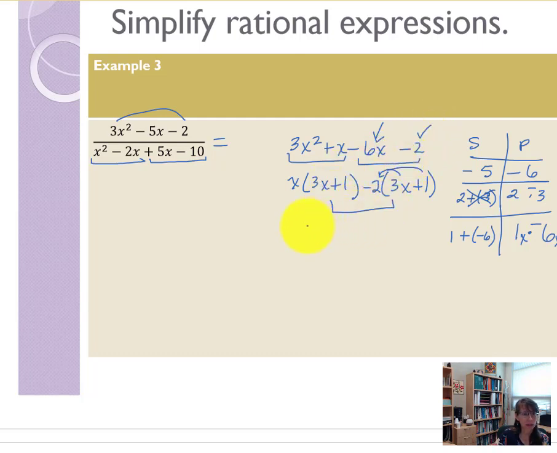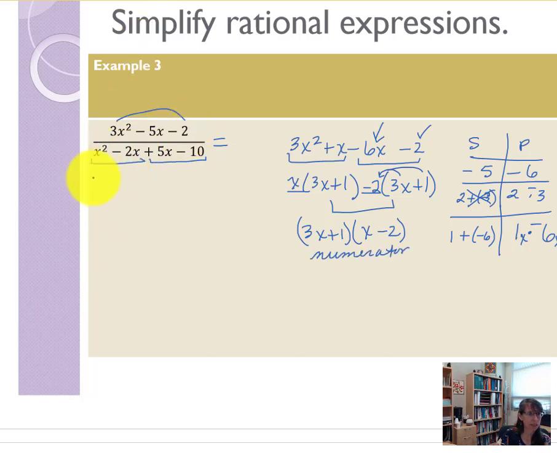So our common factor is 3x plus 1 in the numerator, and x joins with minus 2. Okay, so that's the numerator of our rational expression. Now we'll work with the denominator.